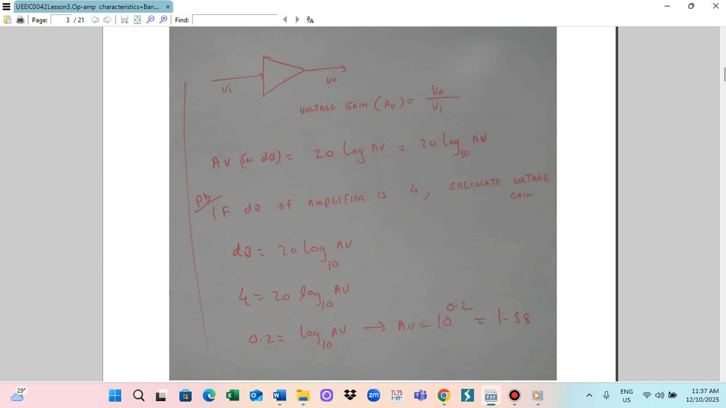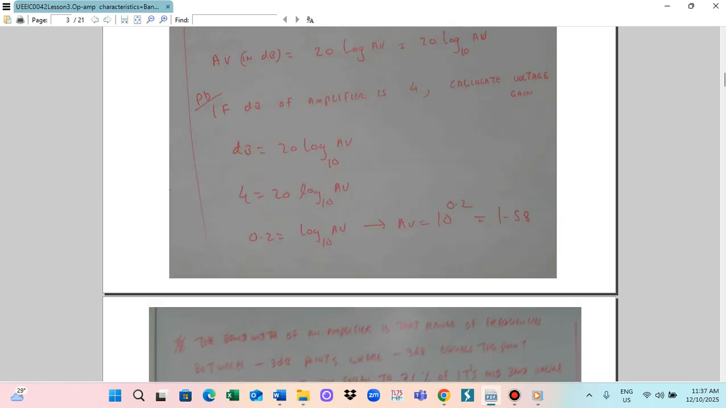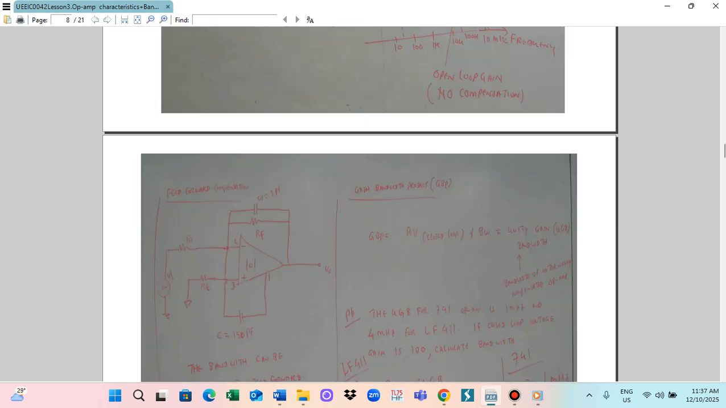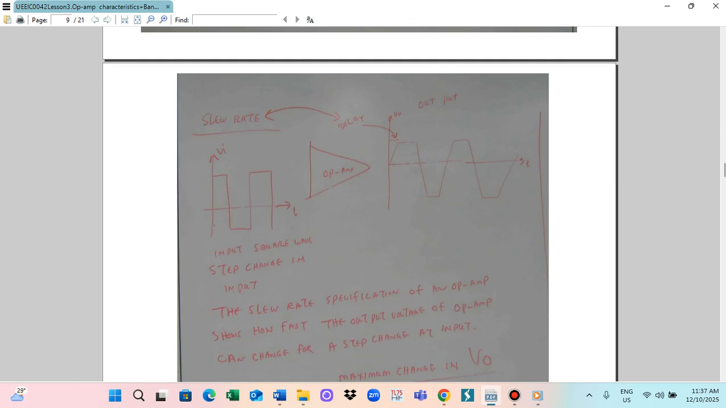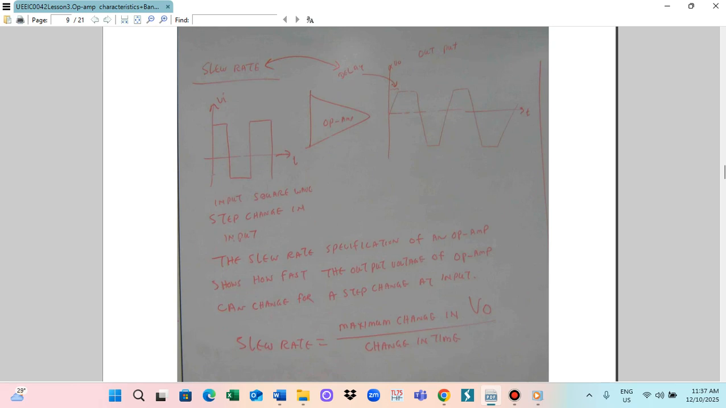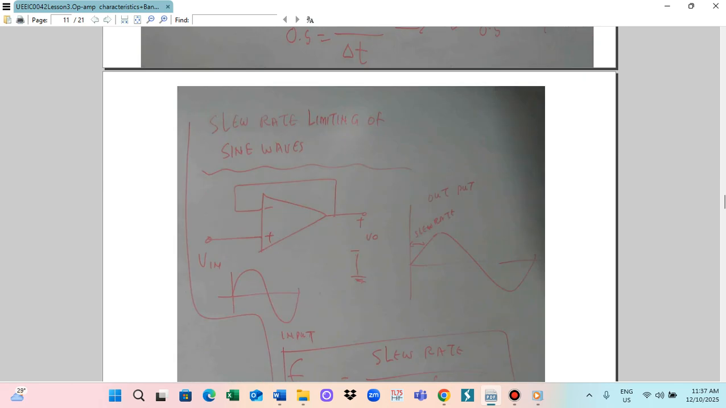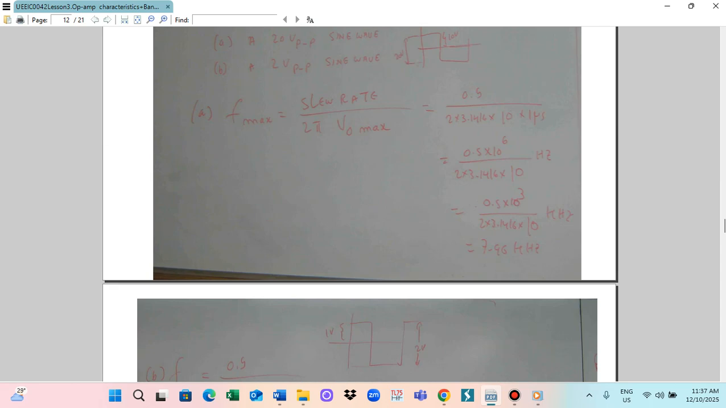Another one is the slew rate. It means that the input square wave voltage is raised instantly, but the output voltage is delayed sometimes. This time delay is the slew rate. The slew rate can be calculated by the equation: slew rate is the maximum change in output divided by the change in time. So this is the slew rate. And I saw there are a couple of problems involving the slew rate and bandwidth. So this is for tonight.